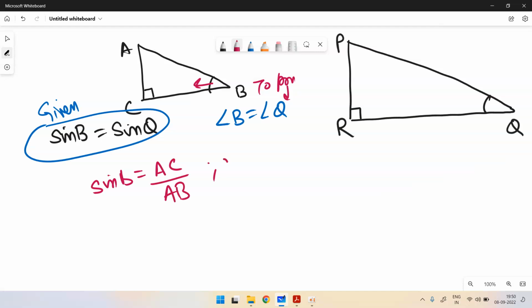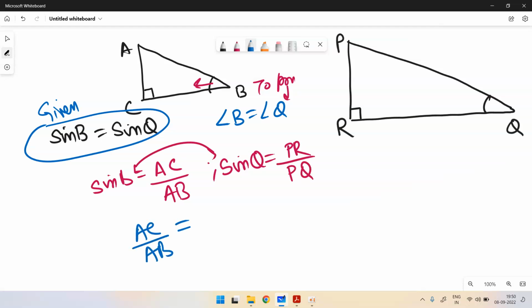Now sine Q is also perpendicular by hypotenuse. So perpendicular is PR, hypotenuse is PQ. Now since these two are equal, which implies that AC by AB equals PR by PQ. AC by AB is PR by PQ. Now, this is your equation.